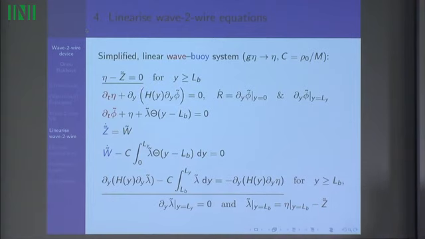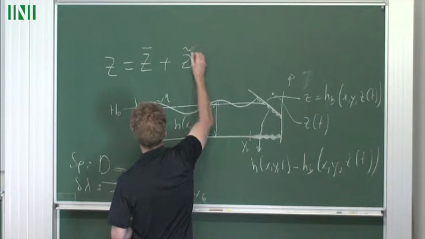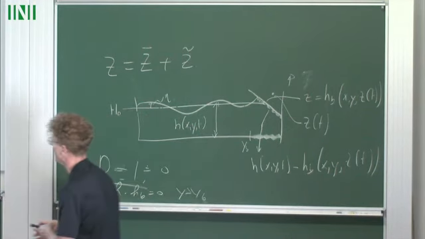Now eta is defined as follows. You have a reference level h naught, and then this is the small amplitude deviation eta. So that's why it's linear. And this capital set here is defined as a reference set level when the buoy is at rest, plus a small amplitude perturbation, and that's the tilde in there.